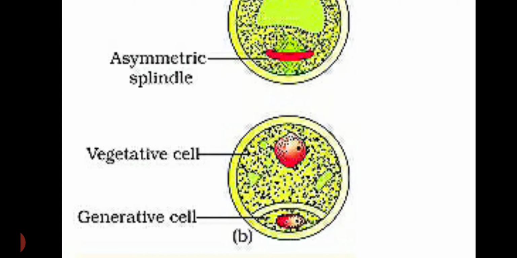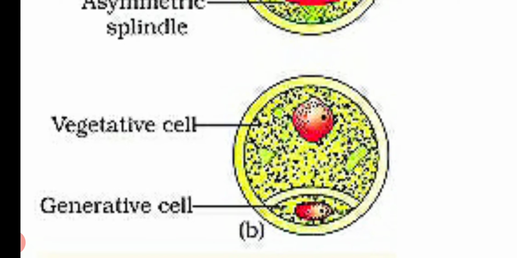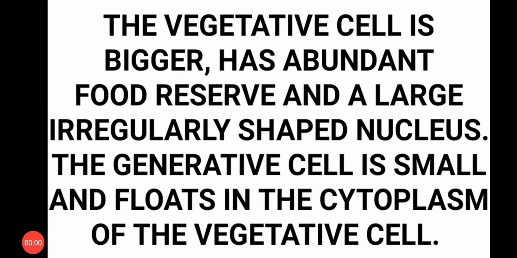In this diagram we can easily understand that the upper one, the vegetative cell, is the bigger one, and the lower one, which is smallest in size, is the generative cell. The vegetative cell is bigger and has abundant food reserve and a large irregular shaped nucleus. The generative cell is small and floats in the cytoplasm of the vegetative cell.